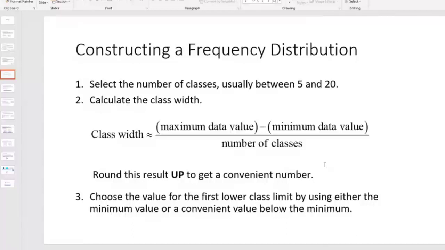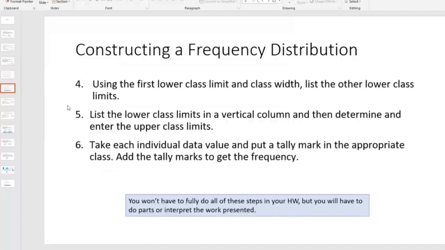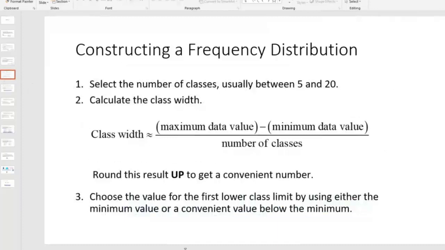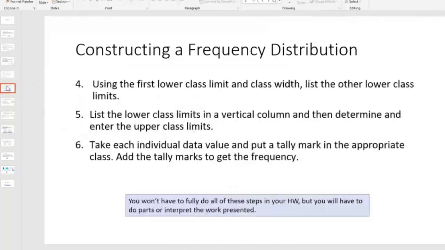Then you choose the value for the first lower class limit by either using that minimum value or a convenient value below the minimum. So I know when it says just or a convenient, it doesn't seem very clear, but we're going to go back and look at our McDonald's distribution and kind of see that in just a minute. So those are the steps in constructing a frequency distribution. Now, what do we do after? Because we left this one off with choosing the first lower class limit.